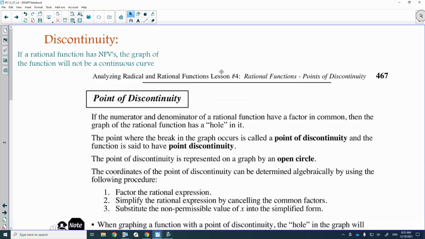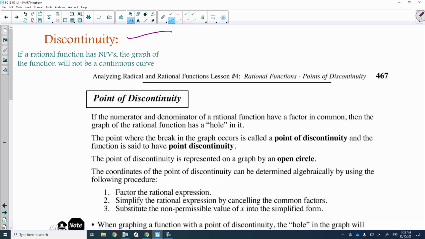So we're going to be finishing off the second part of lesson 4. Remember what we did yesterday? So we learned about discontinuities. Actually, we started discontinuities with non-permissible values. A discontinuity is what you have if a rational function has an NPV. So if the denominator gives you an NPV, the graph of that function is not going to be a continuous curve. It's going to be discontinuous.